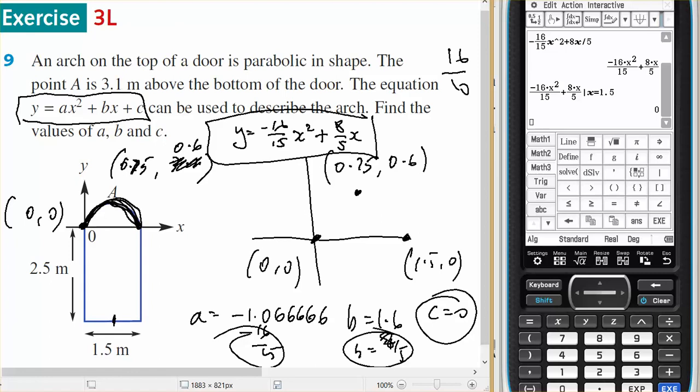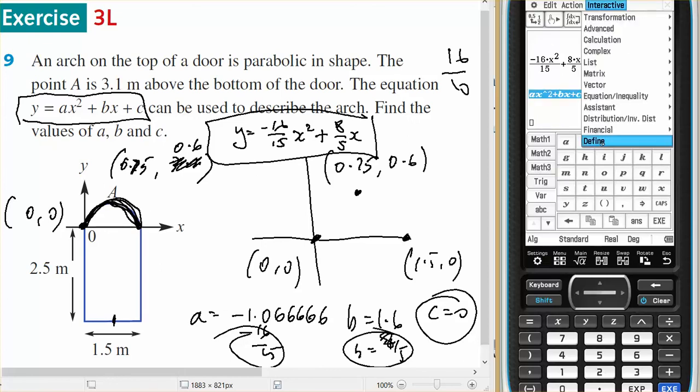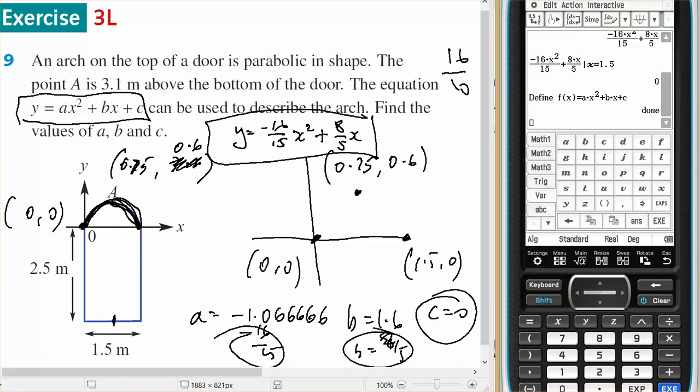How would I do it in Main and not do it in statistics? I would have to do it like this. Bring up my variables, I'm going to have ax squared plus bx plus c. Press X just to make sure that all that's okay. It's going to go Interactive, Define, I'm going to call it f of x.